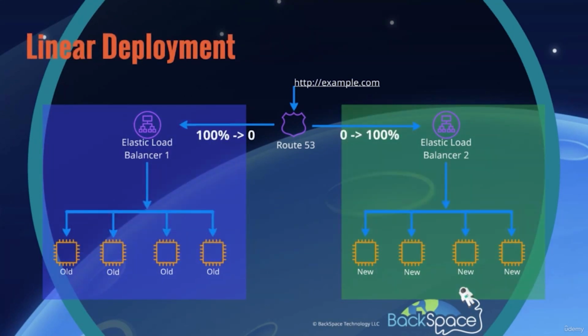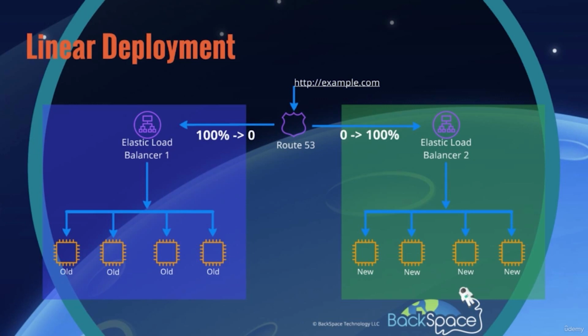Linear deployments are incremental blue-green deployments. And what we can do is, instead of just going 50-50 like we do with a canary deployment, what we can do is that we can start off by sending 90% of the traffic to the blue environment and 10% of the traffic to the green environment.